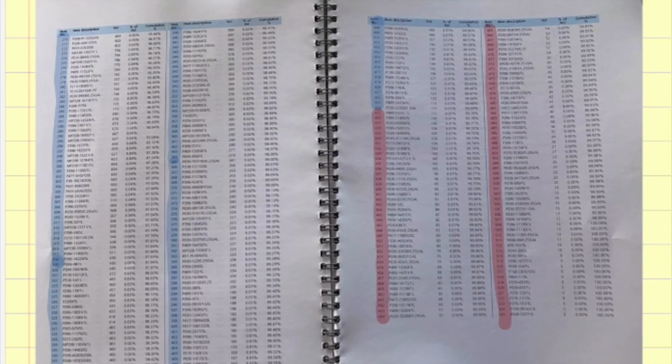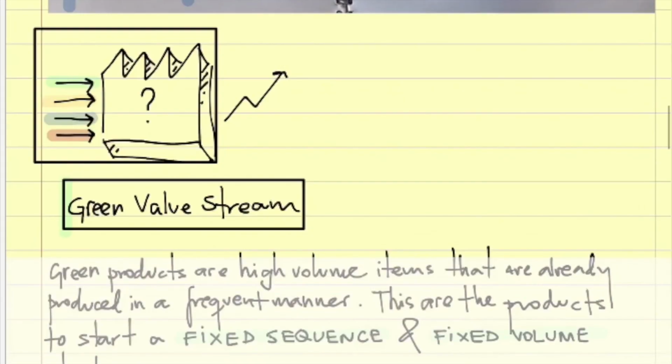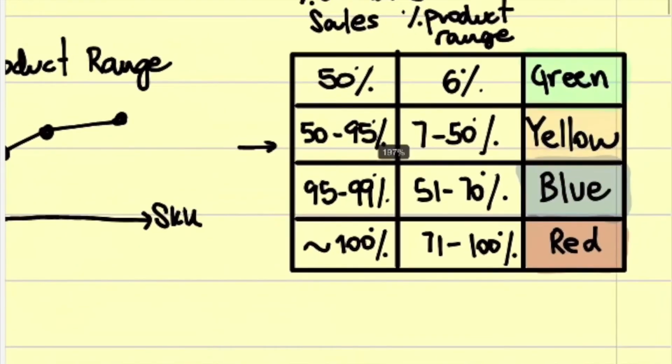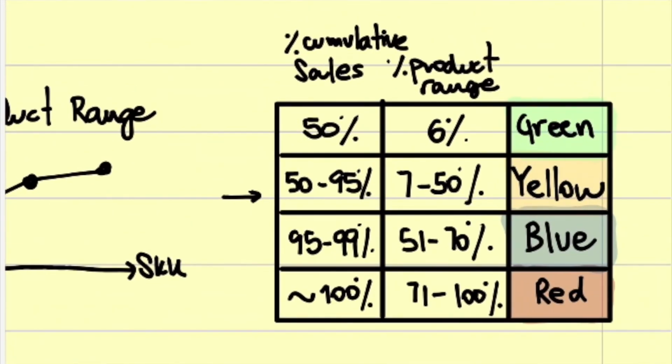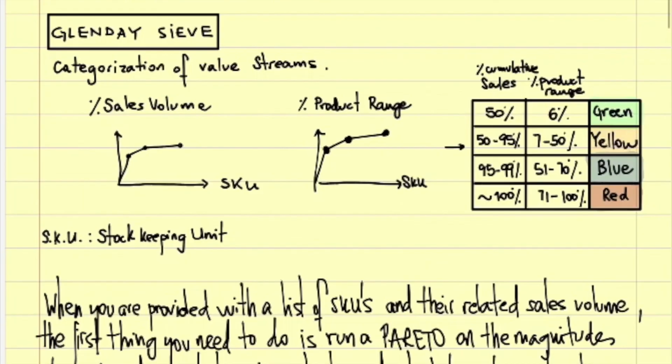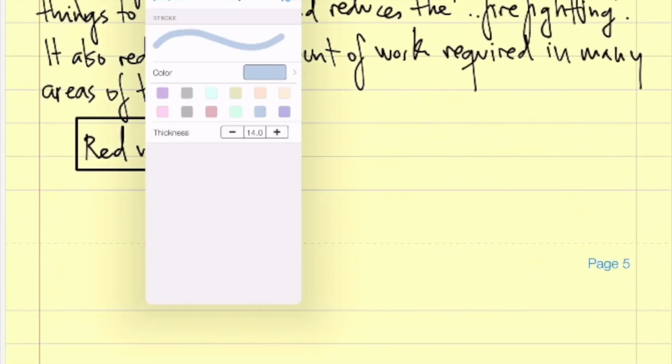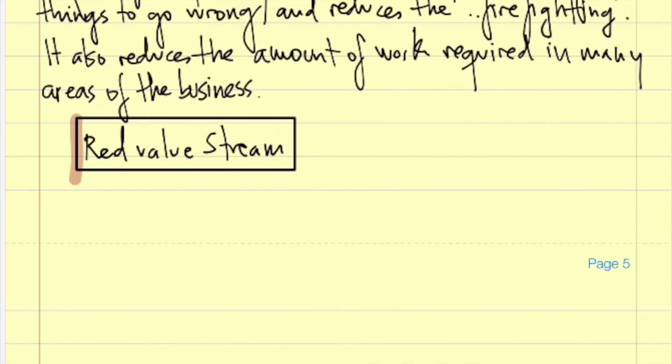So what do we do with the red products? These are the products that are 30% of our product range and bring only 1% or less in sales. What do we do with them? First reaction? Kill them. Yeah, so the first reaction is to try to eliminate. Good. That's the first point.